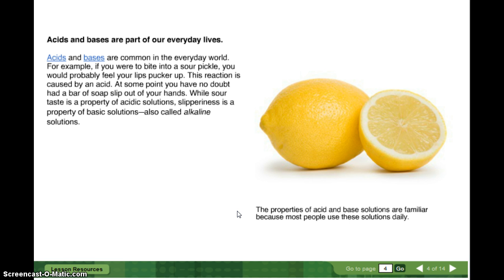The properties of acid and base solutions are familiar because most people use these solutions daily. Acids and bases are part of our everyday lives. Acids and bases are common in the everyday world. For example, if you were to bite into a sour pickle, you would probably feel your lips pucker up. This reaction is caused by an acid. At some point, you no doubt had a bar of soap slip out of your hands. While sour taste is a property of acidic solutions, slipperiness is a property of basic solutions, also called alkaline solutions.